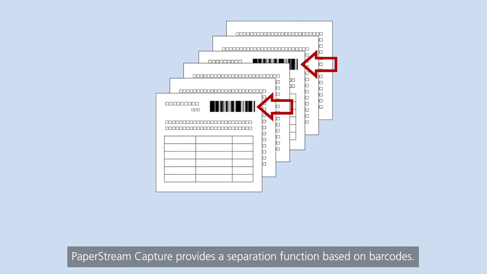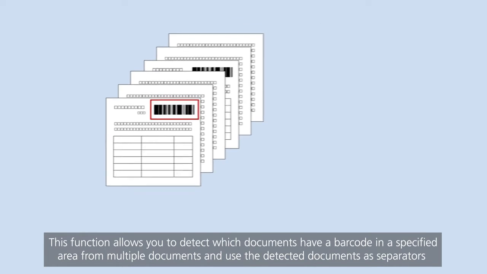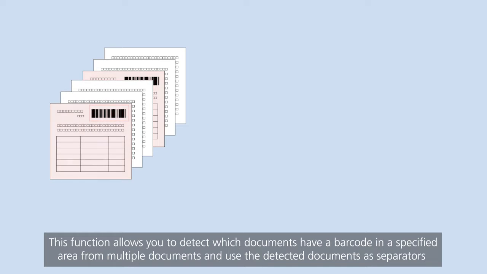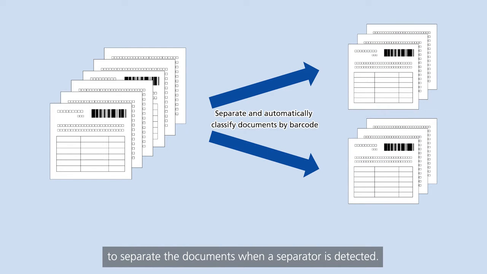PaperStream Capture provides a separation function based on barcodes. This function allows you to detect which documents have a barcode in a specified area from multiple documents, and use the detected documents as separators to separate the documents when a separator is detected.